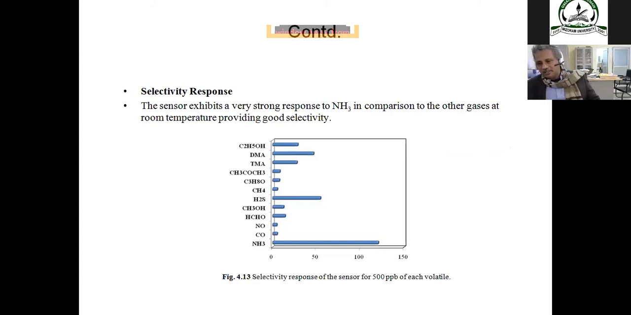So these are different gases. Other gases we have also tested. We have got this result, the experimental result.